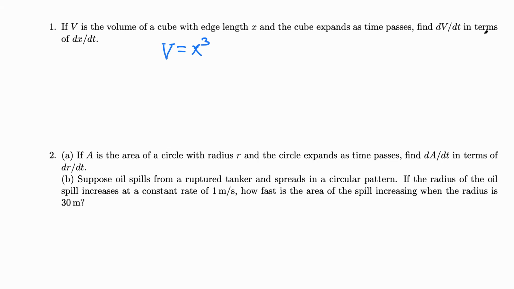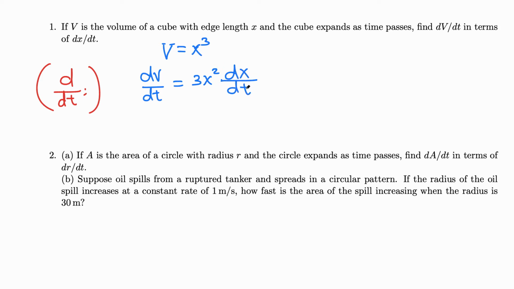Find dV over dt in terms of dx over dt. So just take the derivatives of both sides, that means dV over dt. So we are taking the derivative with respect to, sorry, with respect to t, I meant rate. Taking derivatives of both sides with respect to t, we get dV over dt, and from the chain rule we get 3x squared times x prime, which is dx over dt. And this is it for this particular question.